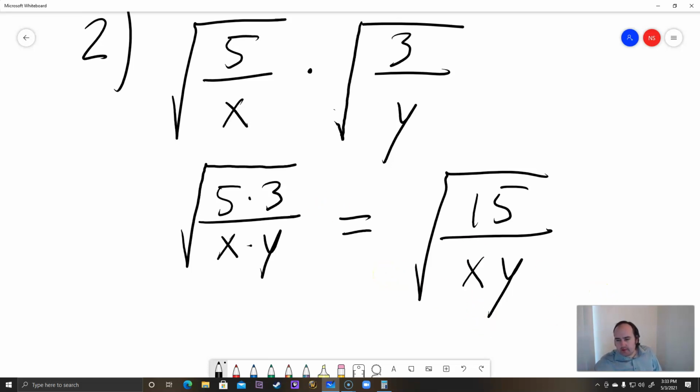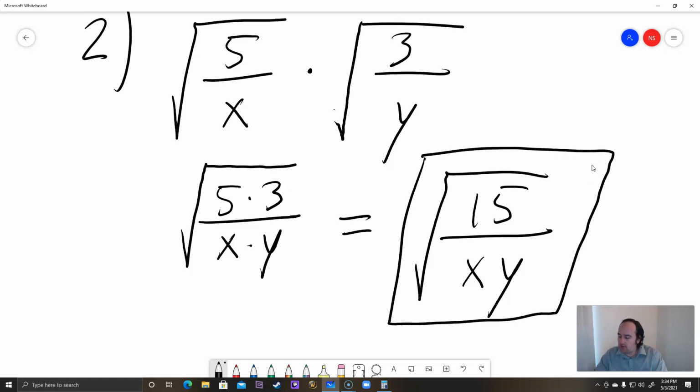Later on in the book, they might have problems where you would rationalize the denominator, which would mean you'd have to get rid of the square root in the denominator. But here they're not asking you to do that, so this is actually how they want you to leave your answer. Square root of 15 over xy. Cool. So I think you should be good for that and a couple more of your homework problems.